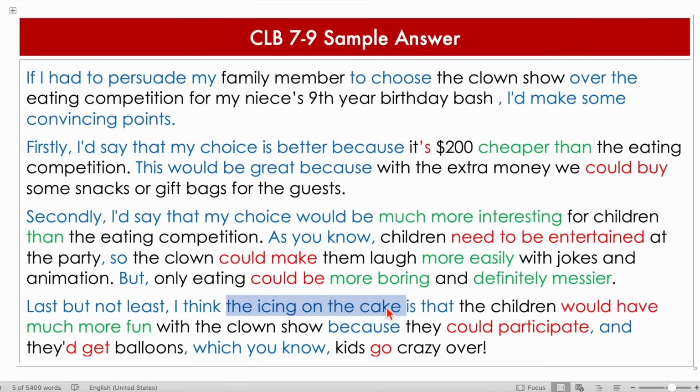But I do think this one is the icing on the cake because, well, children love balloons, right? So that really is the icing on the cake or the best part, kind of like the cherry on top. Okay, but the expression that is most common is the icing on the cake when we're trying to convince someone. Again, would have much more fun is our comparative here. Okay. And the language: they could participate, they'd get. Okay.